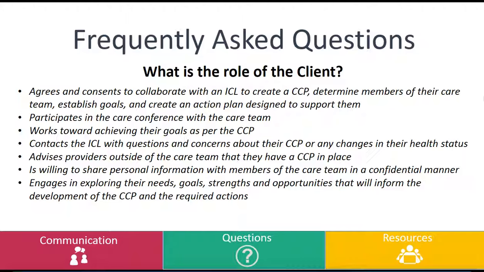The client can also contact the integrated care lead with questions and concerns about their coordinated care plan or any changes in their health status. The client is the one that advises providers outside of the care team that they also have a coordinated care plan in place. They're willing to share personal information with members of the care team in a confidential manner. And lastly, the client is the one that engages in exploring their needs, goals, strengths, and opportunities that will inform the development of the coordinated care plan and the required actions that are to follow with that.